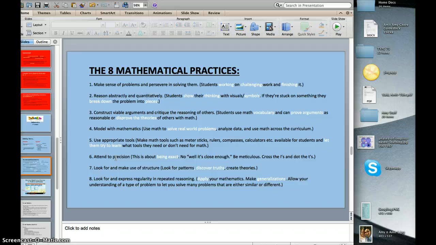The seventh practice is looking for and making use of structure. I referred to this earlier, but I like to put it as discovering truths, creating theories, looking for patterns, and then from that, drawing conclusions.